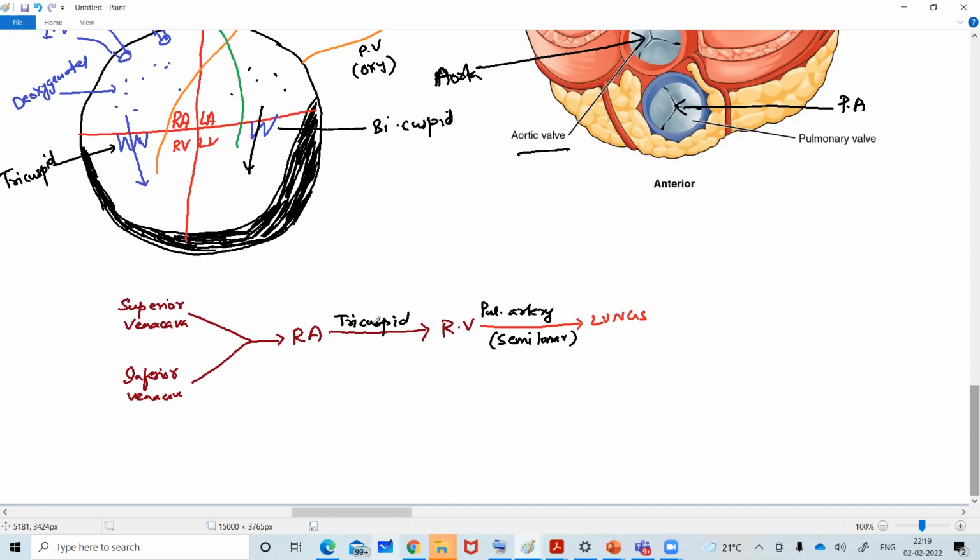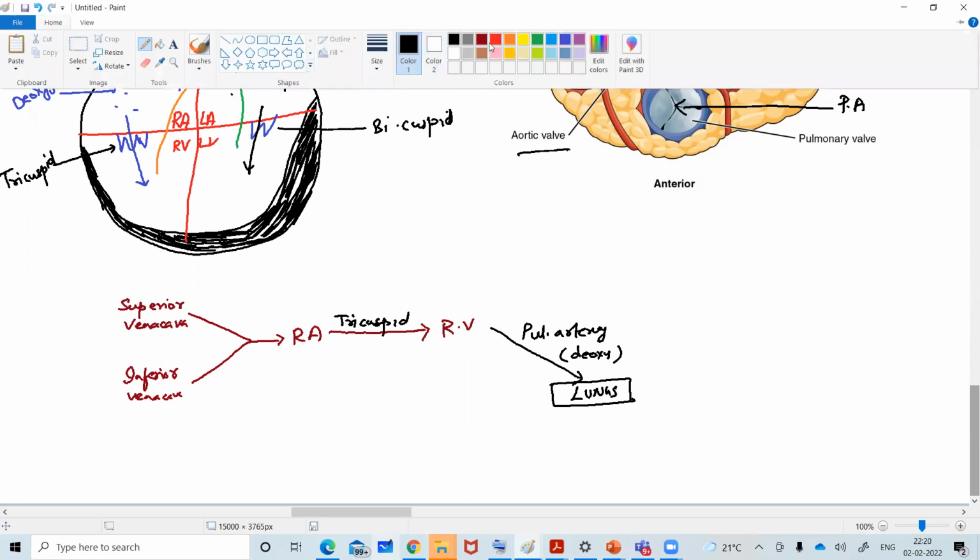Then from lungs, it comes out, right? Or better, we can do one thing. So from right auricle to right ventricle, and from right ventricle it goes to lungs, right? This is pulmonary artery, and they are carrying deoxygenated blood.